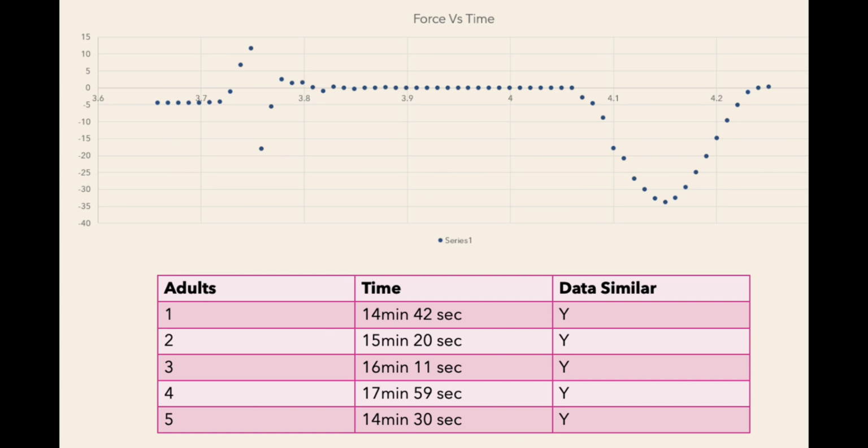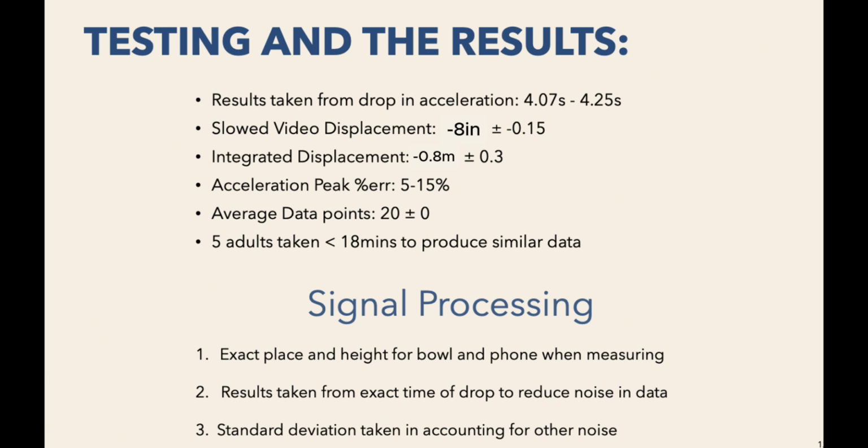Now down below, you can see that we have 3 categories: adults, time, and data similar. The first category represents the 5 adults that we asked to conduct the same level and quality of experiments that we have documented in this presentation before. This means collecting all of the data, being able to get all 20 data points for all of the given values, and being able to do it efficiently and accurately. As we can see, the range was between 14 minutes to 17 minutes, from fastest to slowest of the adults conducting the experiment. Now to look at the results from our testing.